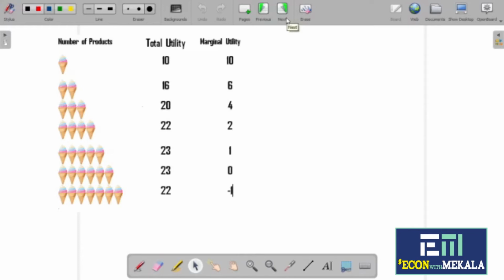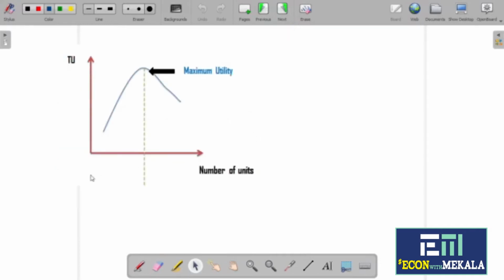I'll take a graphical illustration for you to understand more about total utility and marginal utility. If you plot total utility against number of units, you can see how the total utility moves. When you start the first one, total utility is at a level. Then the total utility will increase because when you start adding more and more goods for your consumption, the total satisfaction increases. And it will reach a maximum utility. That is where you are done with this product.